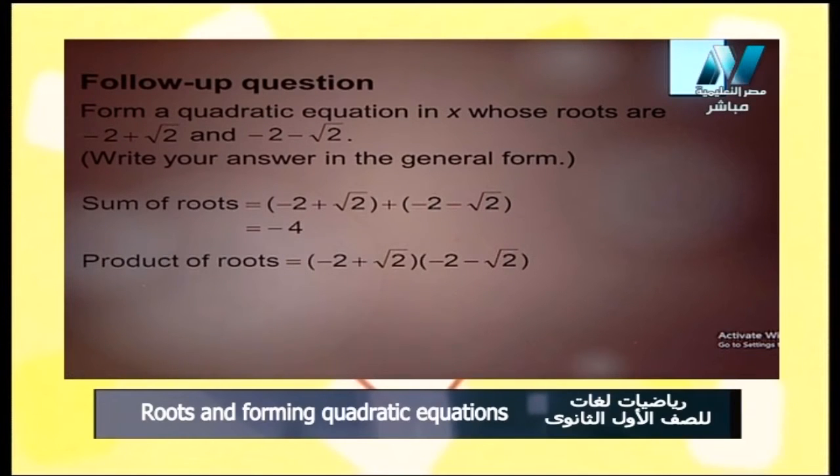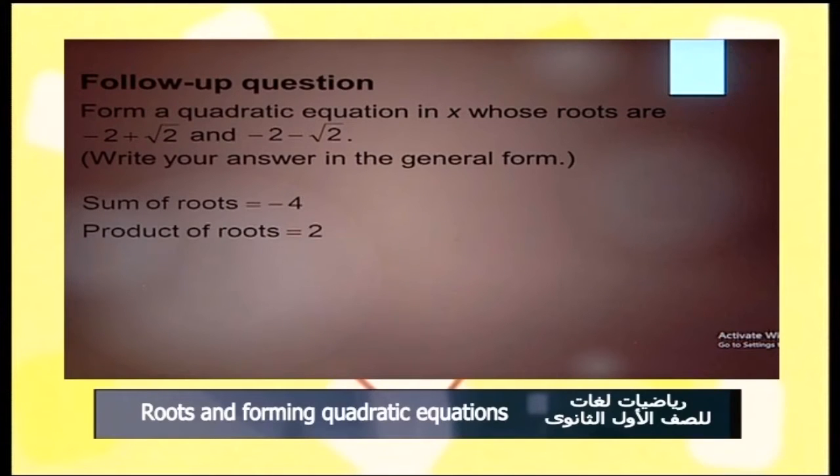And to find the product of the two roots, we multiply negative 2 plus root 2 by negative 2 minus root 2. Negative 2 times negative 2 is 4, and negative 2 multiplied by negative root 2 is positive 2 root 2, and root 2 multiplied by negative root 2 is negative 2. So the answer will be 4 minus 2. The final answer will be 2.